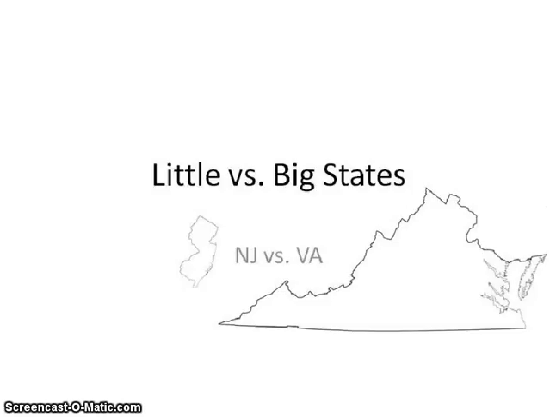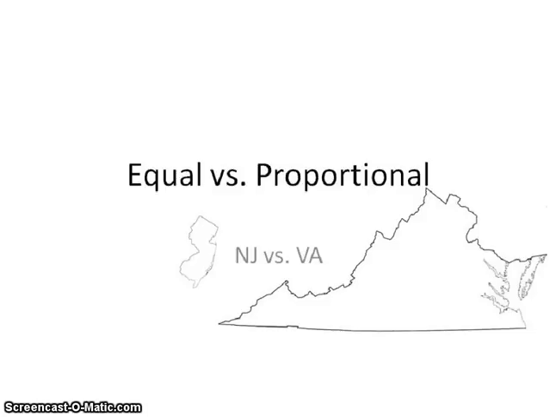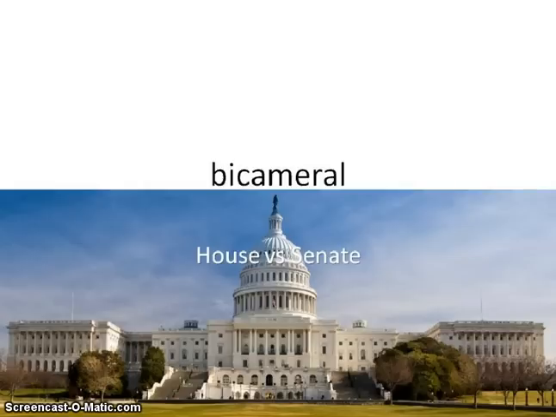Little states like New Jersey, big states like Virginia, they were saying, hey, that's basic, let's have a legislature. Little states said, hey, let's keep it like the Articles, where every state gets one. Virginia and the big states were like, wait a second, we've got tons of people, we deserve more votes. So there's an argument over equal versus proportional representation. There was even a debate whether we should have two houses. New Jersey plan said, hey, let's keep the one house like in the Articles. Virginia plan said, no, let's move it to a bicameral legislature.